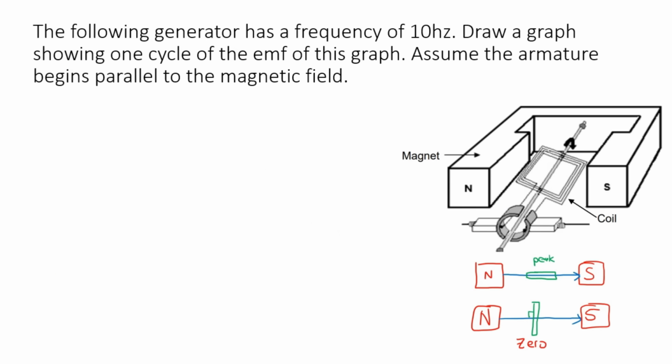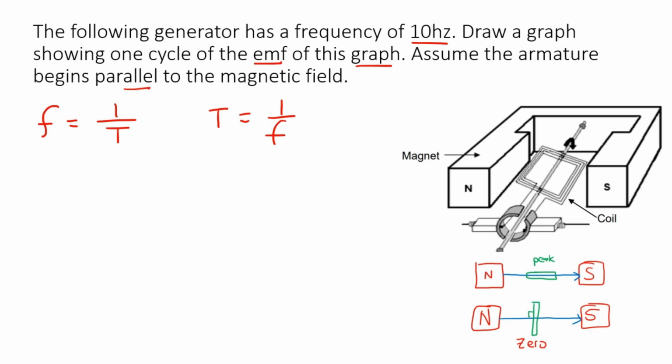Here's the good example that I was talking about where they start speaking about frequency. The following generator has a frequency of 10 Hertz. Draw a graph showing one cycle of EMF of this graph. Assume the armature begins parallel. Okay, so in grade 10, when we were busy doing waves and things like that, there would have been some formulas where we learned that frequency is 1 over period, and period is 1 over frequency.